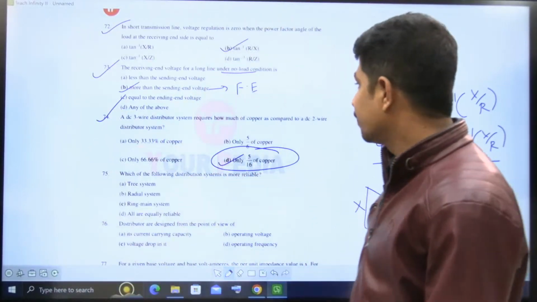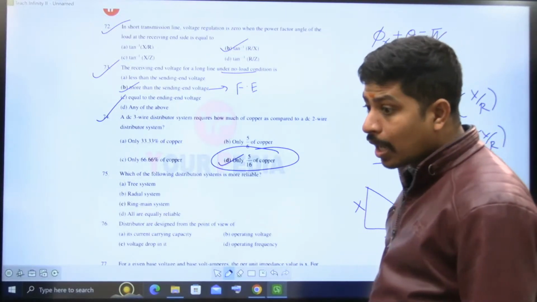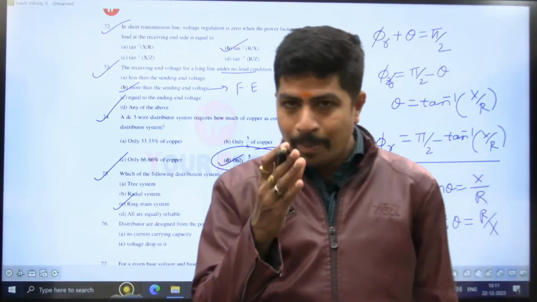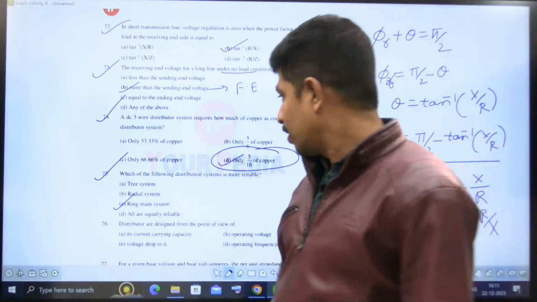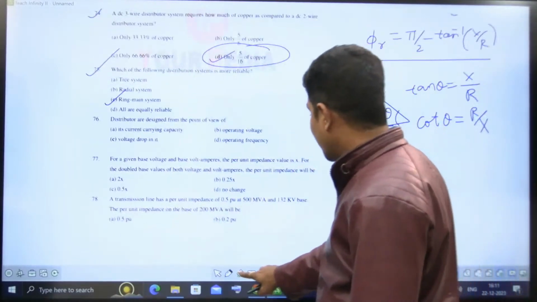Okay, next one. Which of the following distribution systems is more reliable? Ringmain. Ringmain is more reliable. Why? Because even if one part is disconnected, another part will get the continuity of power supply in Ringmain. That is the advantage of the Ringmain distribution system.